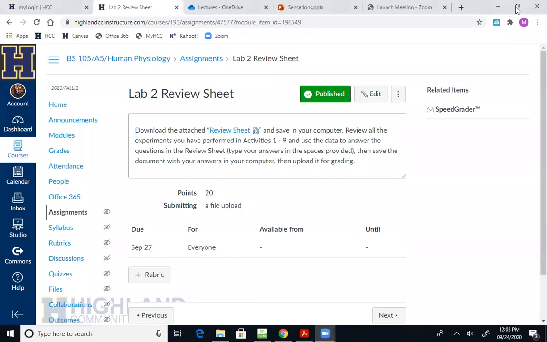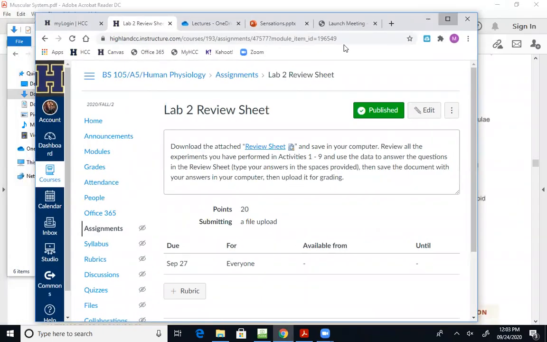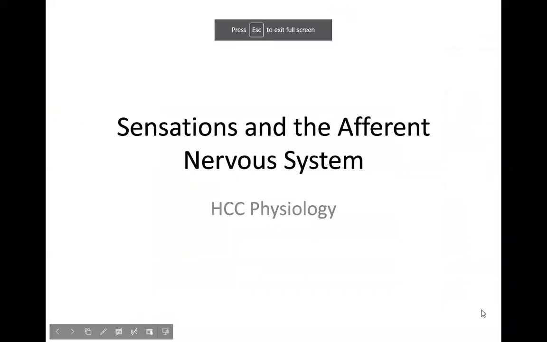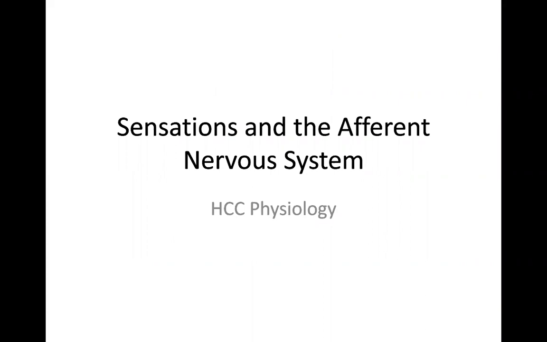Then let's dive in with sensations, which is still going to be on the nervous system. Thinking back to what we talked about on Tuesday, we really were discussing motor aspects of our nervous system. Okay.